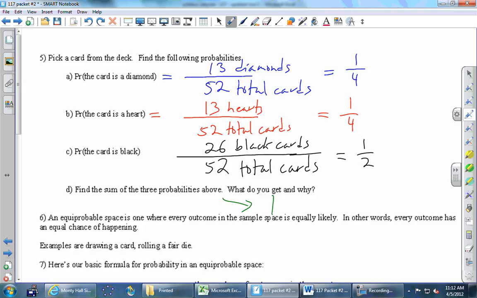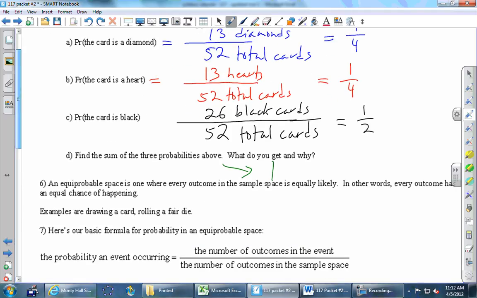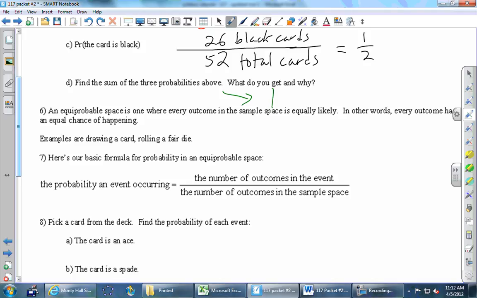Okay, how about number 6? Blake, you get this hard word here. Equiprobable.